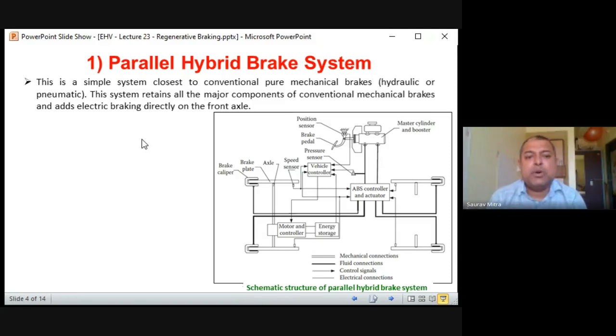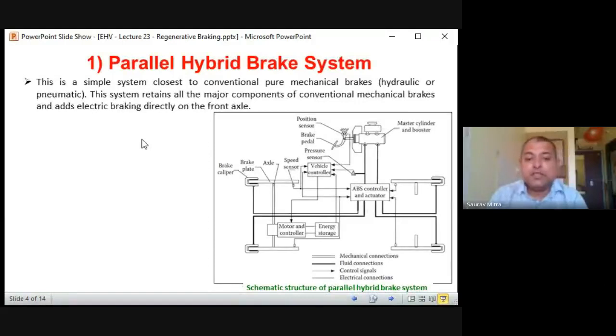This system retains all the major components of conventional mechanical brakes and adds electric braking directly on the front axle. In the front axle, we find a brake caliper, a brake plate, and the axle. And what are the different sensors that we have? Whenever you are writing about it, this can be asked as a 10 marks question. You can see all these blocks; you have to explain them properly while explaining this parallel hybrid brake system.